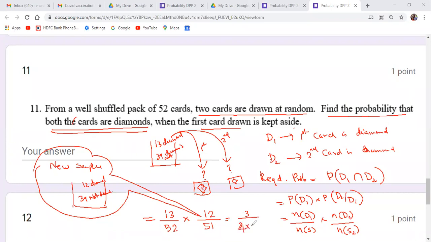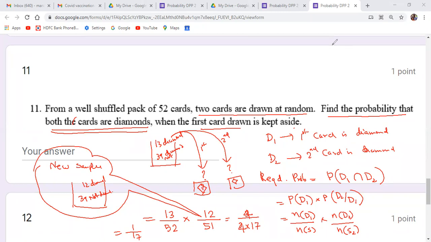51. 51, sir. 13 by 52, that is 1 by 4. Then 12 by 51, I cancelled with a 3. That gives 4 by 70. So 1 by 70. So the final answer is 1 by 70.